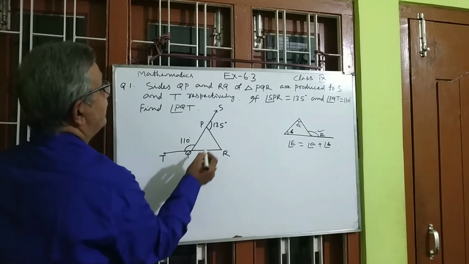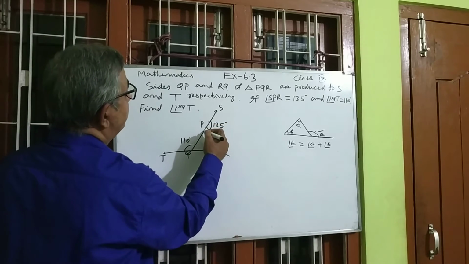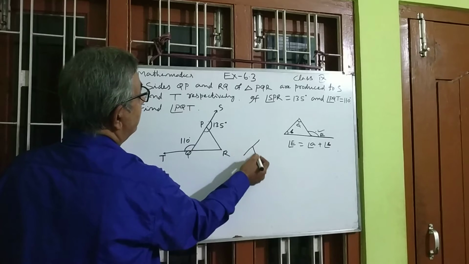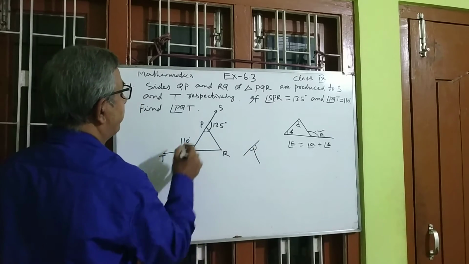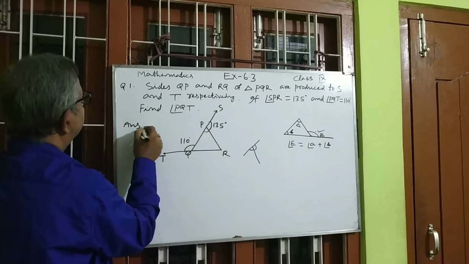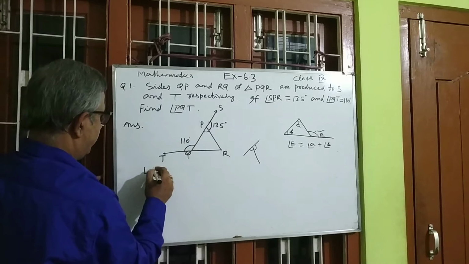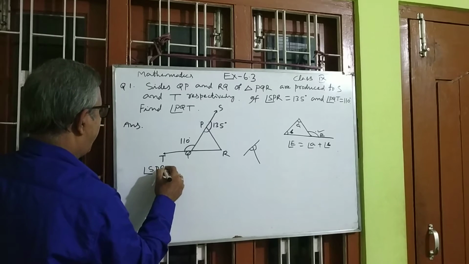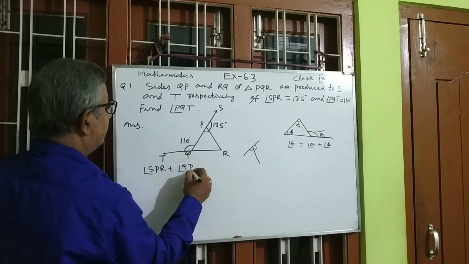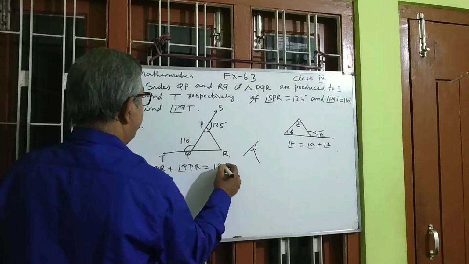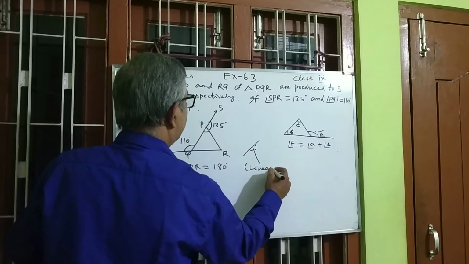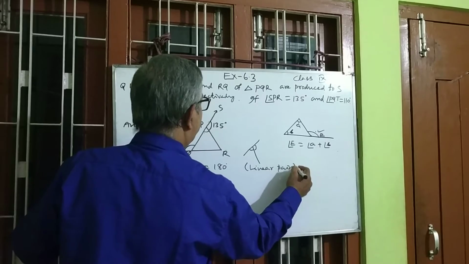You take this angle and this angle together, what will happen? 180 degrees, because this is a linear pair. So I am writing here: angle SPR plus angle QPR is equal to 180 degrees. Why is it so? Linear pair.